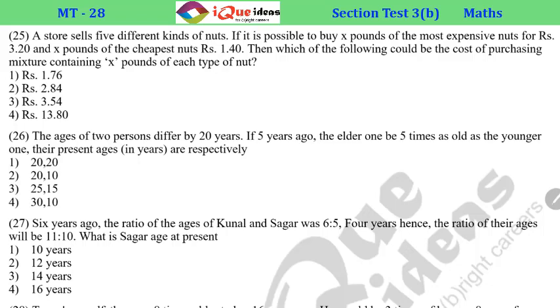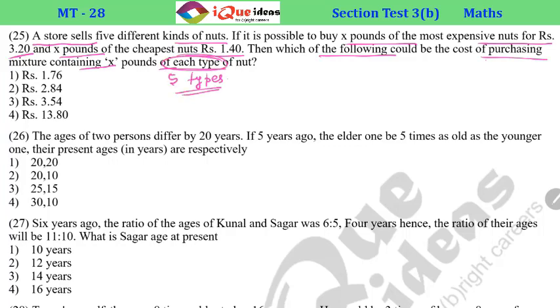Now this is a very interesting question involving a lot of logic. It says a store sells 5 different kinds of nuts. If it is possible to buy X pounds of the most expensive nuts for rupees 3.20 and X pounds of the cheapest nut at 1.40, then which of the following could be the cost of purchasing mixture containing X pounds of each type? Each type means 5 types.